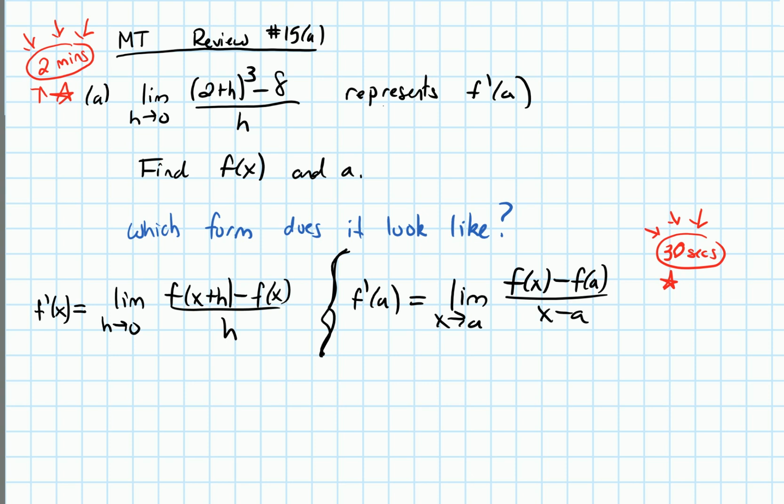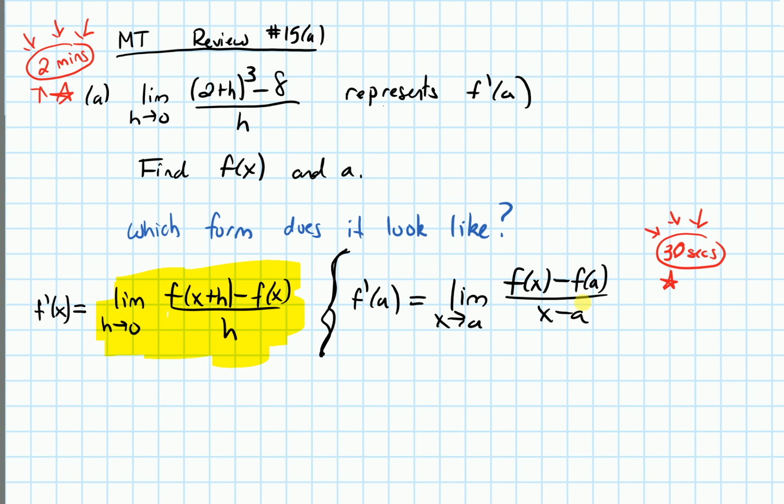All right, so let's start to talk about it. It's a closer match to the first form, because both the first form and what I have in my problem have a limit as h approaches 0. So that's a strong indicator. And there are other indicators, like there's an h in the bottom instead of x minus a or x minus a number.